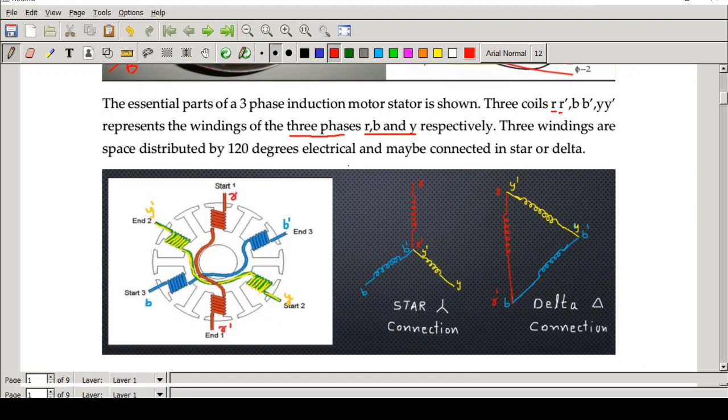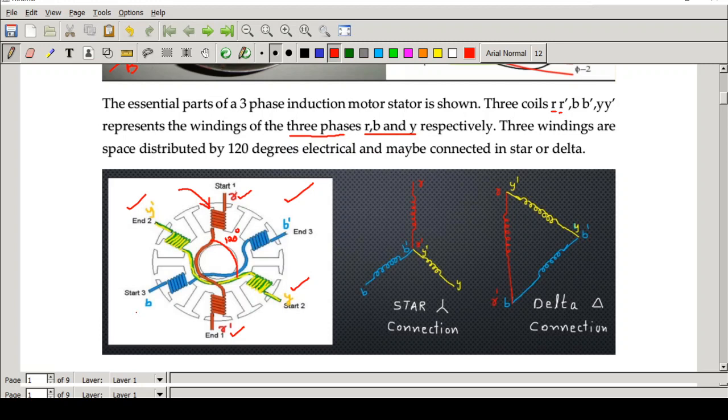Now here you can see another cross-sectional view of the stator winding. See here, this is the winding corresponding to the red phase. This is the starting end of the red phase winding, and this is the finishing end of the red phase winding. Similarly, you can see here the starting of the Y phase winding and the finishing of the Y phase winding. Here you can see the angle between these two will be 120 degrees.